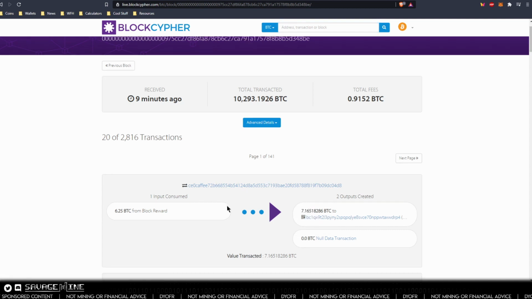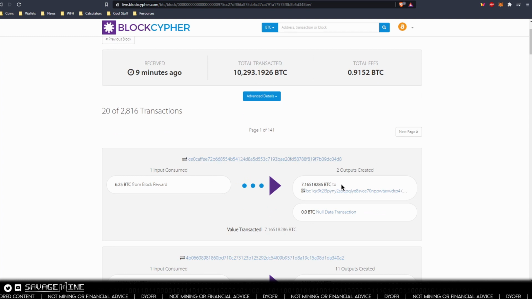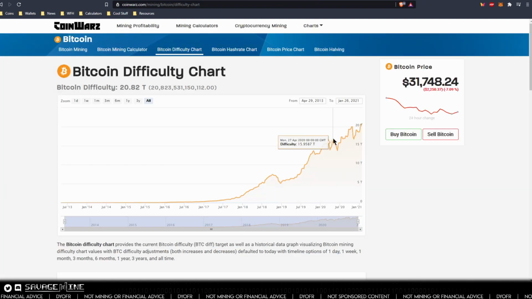So for solving this block, the miner or the pool of miners that solved it received 6.25 BTC. In the case of Bitcoin, currently that's 6.25 BTC every 10 minutes being awarded to the miners. If a block is solved faster or slower than 10 minutes, the difficulty required is adjusted up or down accordingly to maintain a 10-minute block time. With Bitcoin, this adjustment only happens once every 2016 blocks, but other cryptocurrencies may adjust the difficulty much more often.